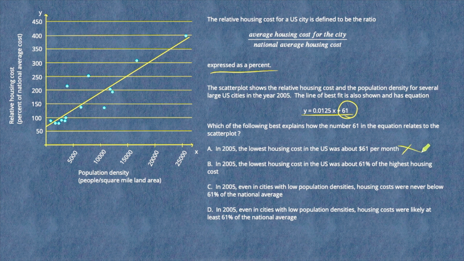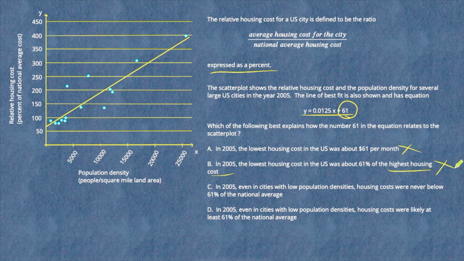Choice B, in 2005, the lowest housing cost in the US was about 61% of the highest housing cost. Again, this is also not the correct answer because they are talking about 61% of the highest housing cost. Nowhere in the problem or in the graph have they talked about highest housing cost. So choice B also is eliminated.